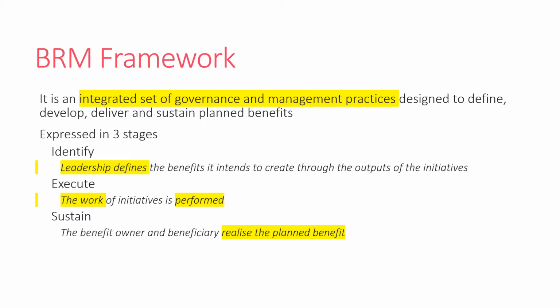Right? So BRM framework is expressed in three stages. The three stages are identification, execution, and sustainment. In the identify stage, leadership defines the benefits it intends to create through outputs of the initiatives like portfolios, programs, and projects. In execution, the work of initiatives is performed. In sustain, the benefit owner and beneficiary realize the planned benefit and hand over to operations. So basically, all the required governance and management practices across these three stages are called the BRM framework.